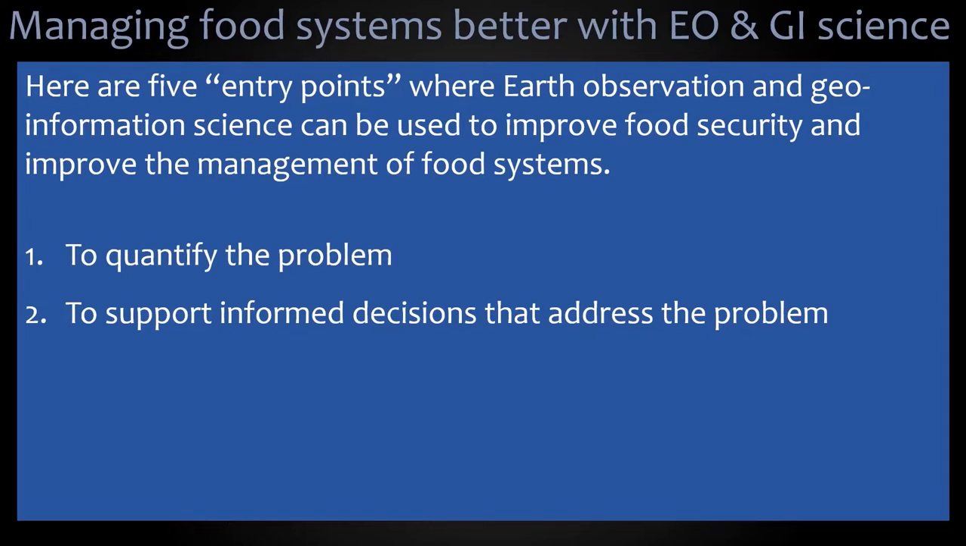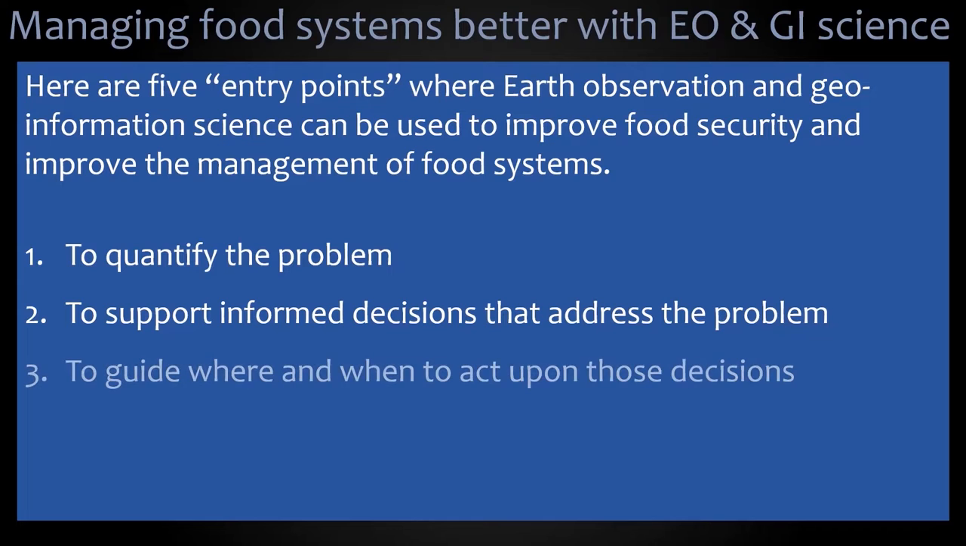What's driving the problem? What are the factors? What are the constraints? Many of these things can also be estimated or determined with geospatial and temporal information. It can also guide us then where and when to act upon those decisions. So this is the kind of spatial and temporal information really being put into practice. Let's do something here based on the information we have.